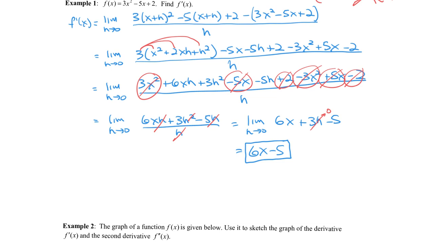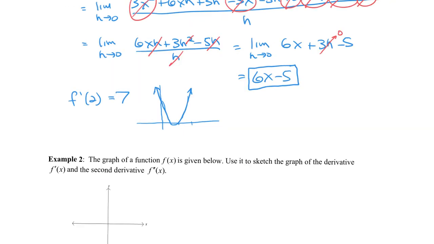So if somebody says, you know, what is f prime of 2? Well, f prime of 2 is going to be the slope of the tangent line to that parabola, 3x squared minus 5x plus 2, at the point when x is 2. And to determine what it is, we just plug in a 2 here. So 6 times 2 is 12, minus 5 is 7. So f prime of 2 is 7. That means the slope of the tangent to the curve at the point when x equals 2 is 7.